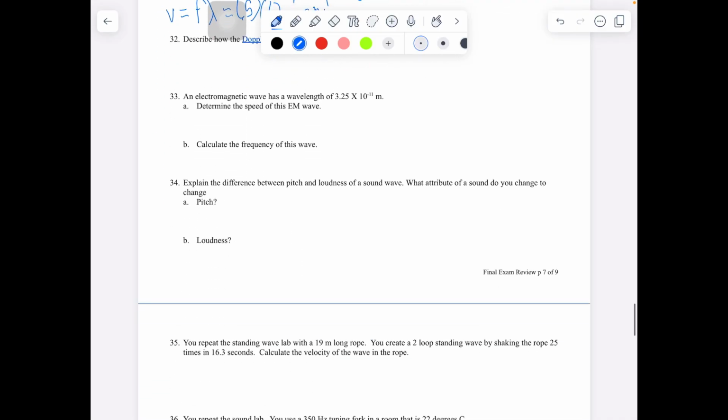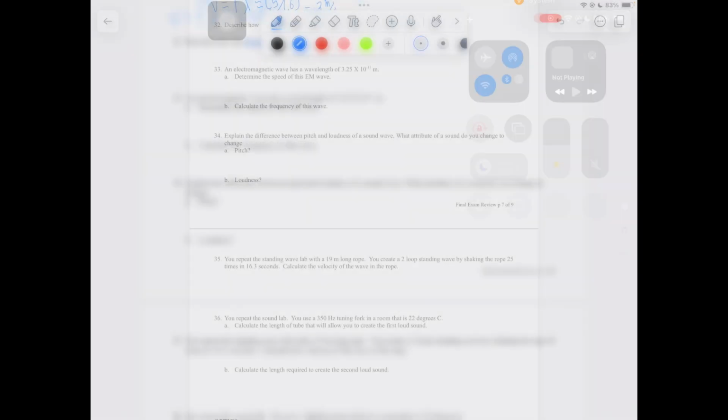Number 33. Let's double check we're still recording. Lovely. An electromagnetic wave has a wavelength of 3.25 times 10 to the negative 11th meters. Alright, determine the speed of this electromagnetic wave.